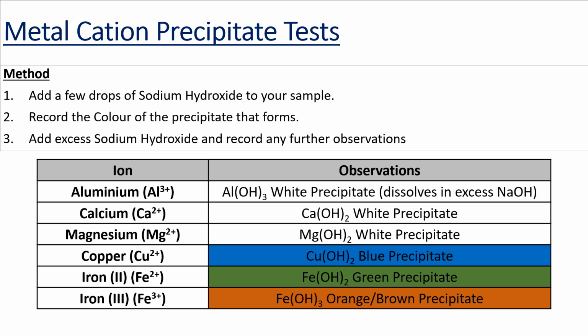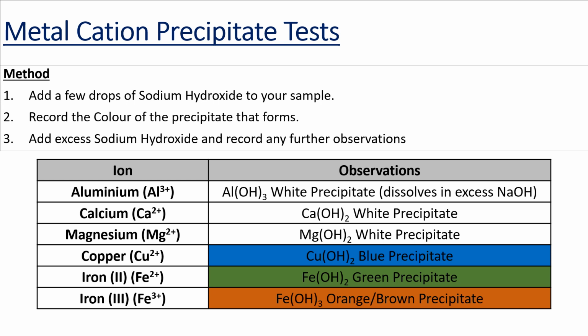precipitates, and the observant amongst you will realize that actually that's because none of those 3 are in the transition block, whereas copper, iron 2+ and iron 3+, they're transition elements. That's why they form colored compounds. That is one of the defining properties of transition elements. They form colored compounds. So aluminium, calcium, magnesium, not transition metals, so they are going to form white precipitates. The aluminium will redissolve if you add excess sodium hydroxide, but the calcium and magnesium will not.